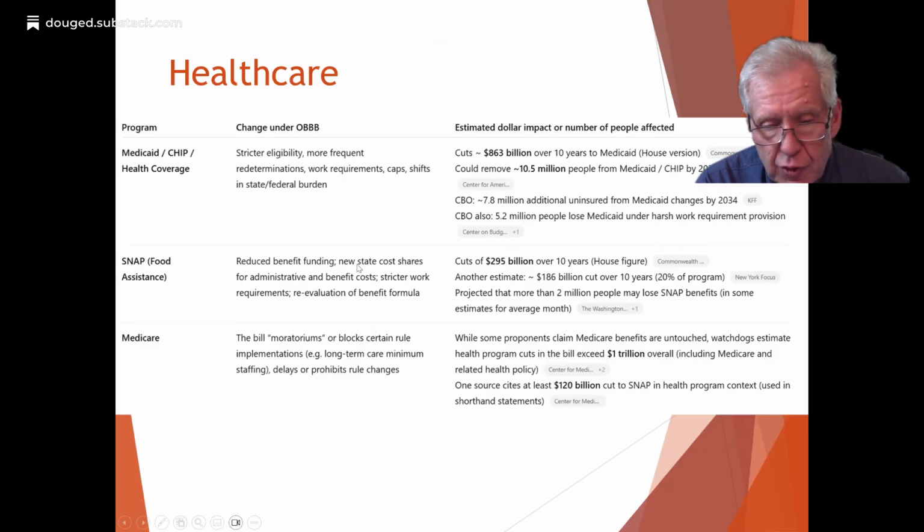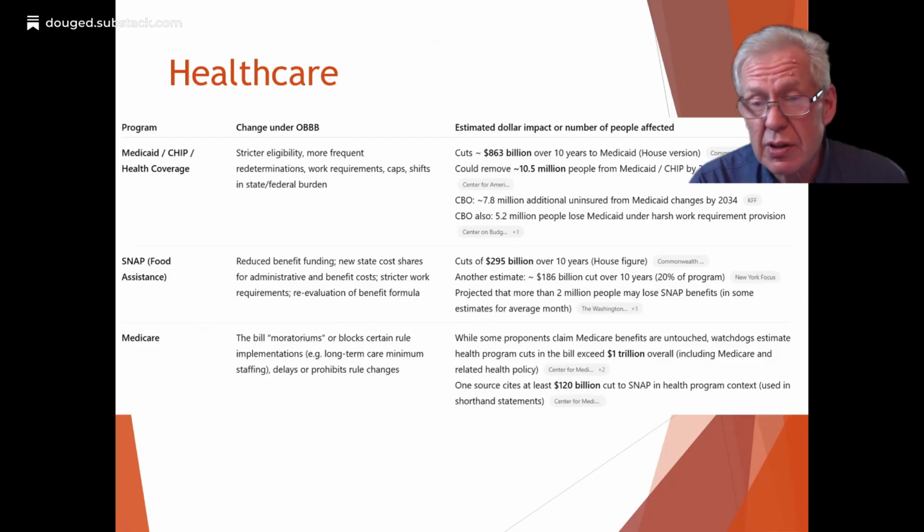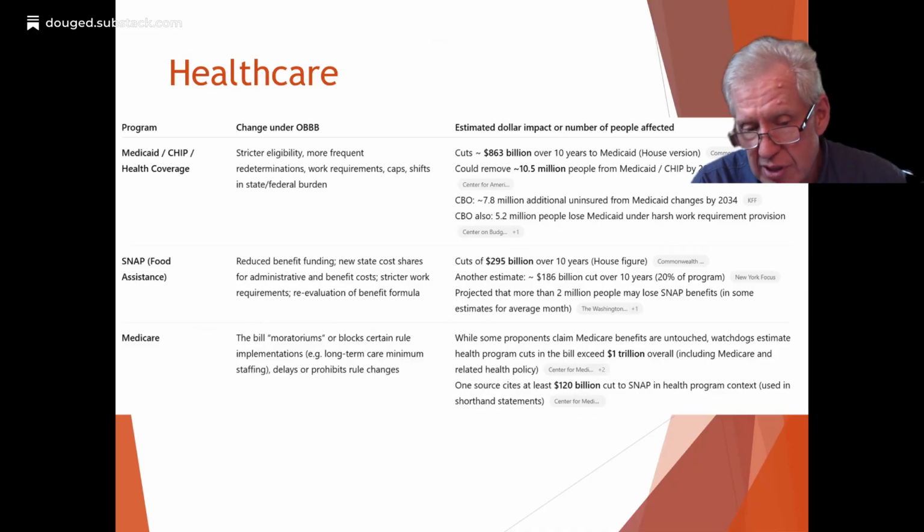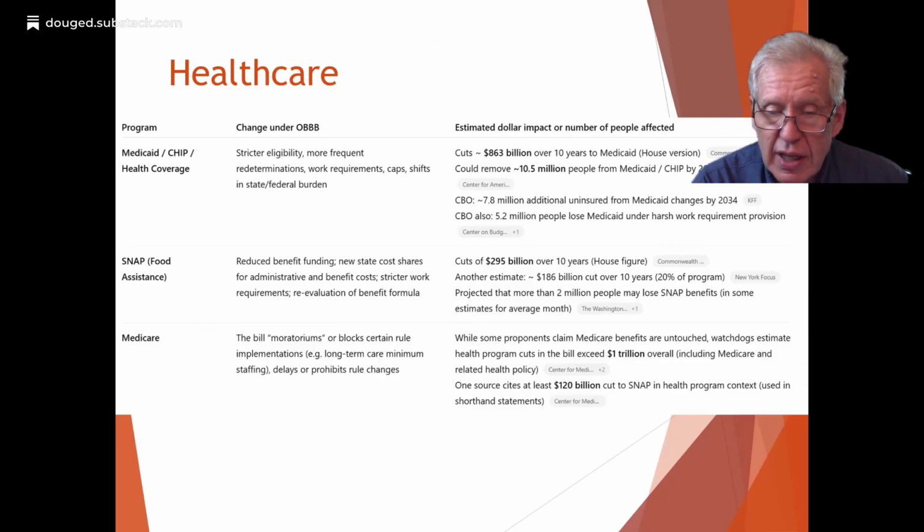With respect to SNAP, the food program, cuts of $295 billion over 10 years, and another estimate was only about 186. So what they'll do is set a high number for the department, and in this case, SNAP comes under the Department of Agriculture, not the Department of Health and Human Services. So within that, how we might choose to narrow that across the multiple appropriations bills, that's where you get a difference between some estimating $295 billion for SNAP, others saying it's only $186 billion. Nonetheless, it's projected that more than 2 million people may lose access to SNAP benefits.